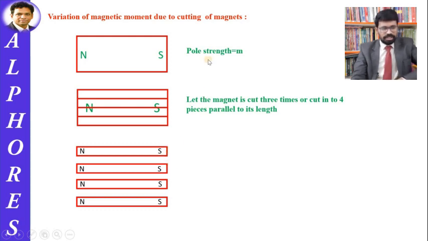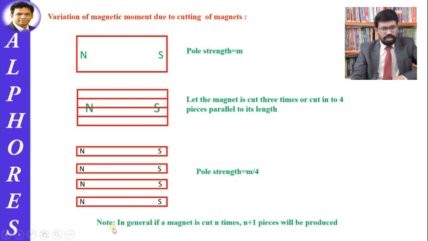If there is a change in cross-section area, it means pole strength will change, because pole strength is directly proportional to cross-section area. So now pole strength becomes M by 4. Earlier it was M. Since its cross-section is now 1/4 of the earlier cross-section, pole strength will also be M by 4. So in general, if a magnet is cut n times, n plus 1 pieces will be formed.